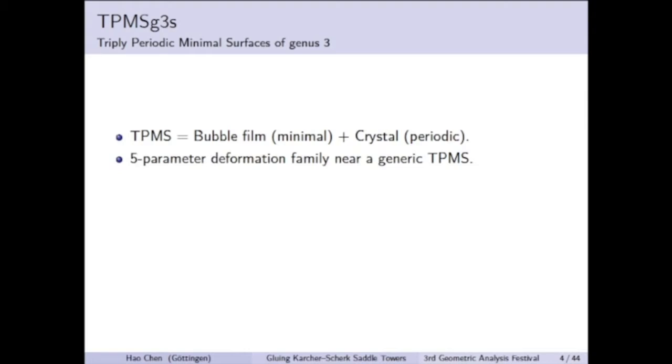An important remark here is that in the neighborhood of a generic TPMS, there is a 5-parameter deformation family up to scalings and Euclidean motions. This is actually in correspondence with the deformation of the three-dimensional lattice. So a generic TPMS deforms with its lattice. But we will see that the moduli space of TPMS has singular points. So there are occasionally TPMSs that may deform in different ways than its lattice.